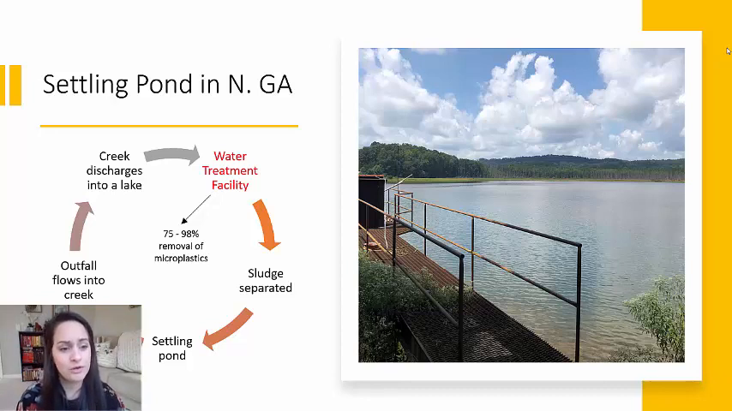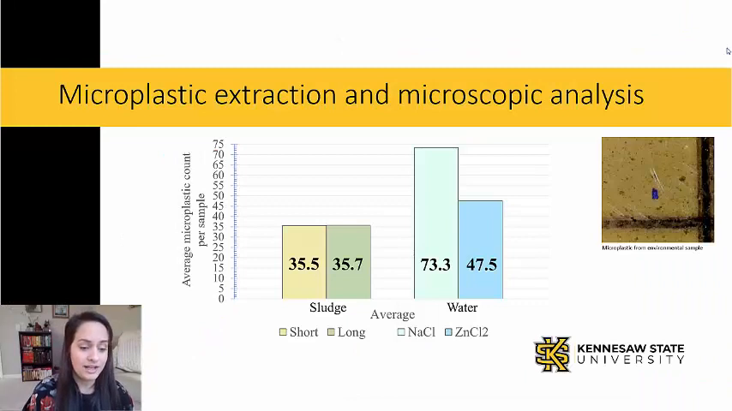That creek flows back into a lake, and that lake is where they grab their drinking water from, so it gets sent back to the water treatment facility. So after a long period of time, we're going to see a large concentration of microplastics. But first, we had to take a look at some preliminary data to see what was present.